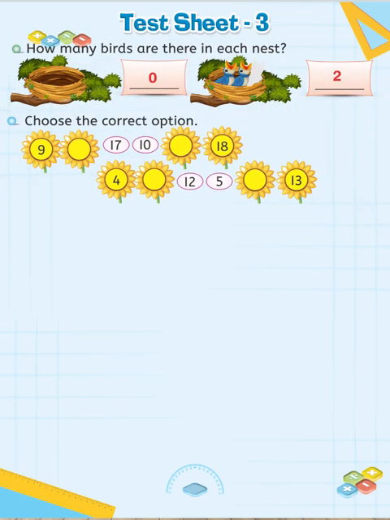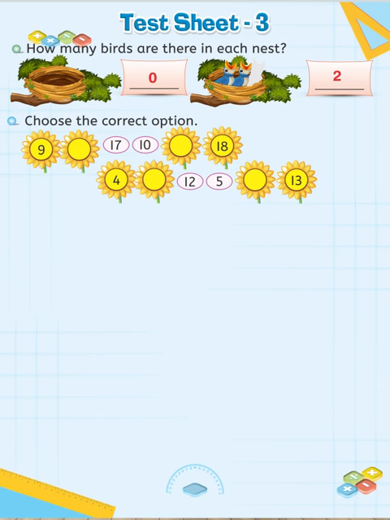Choose the correct option. You are seeing numbers in white bubbles. You have to see the sunflowers and write the relevant numbers in the empty sunflowers.